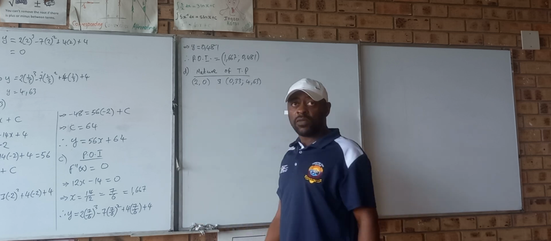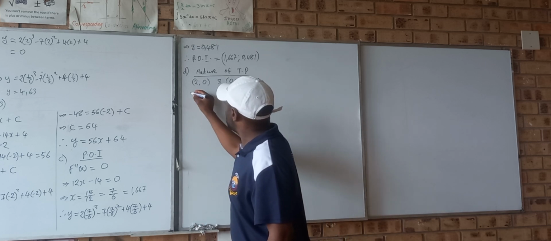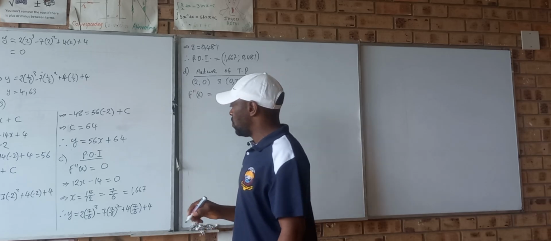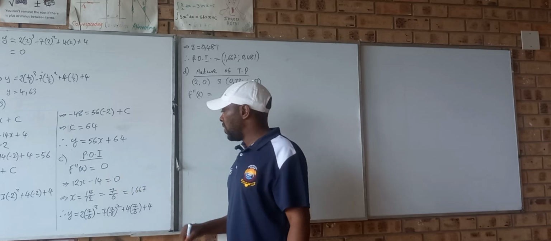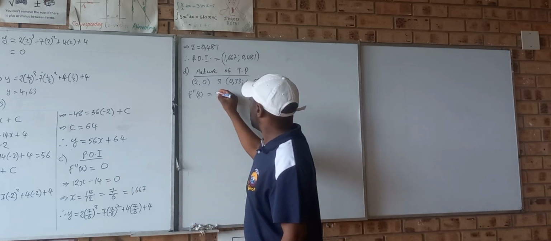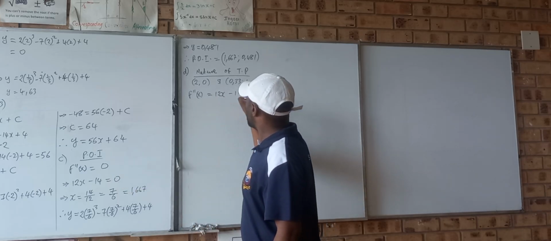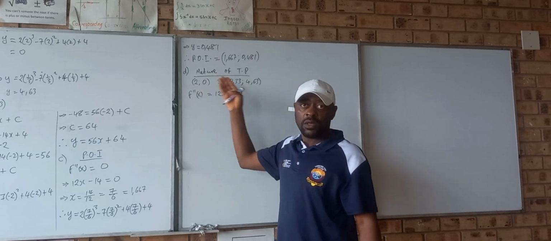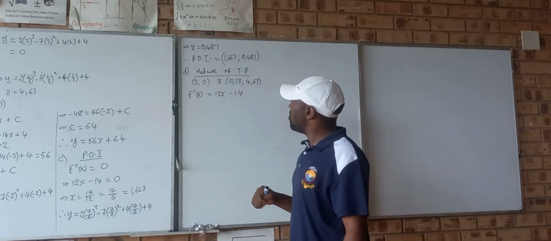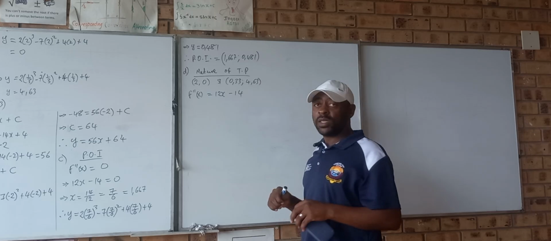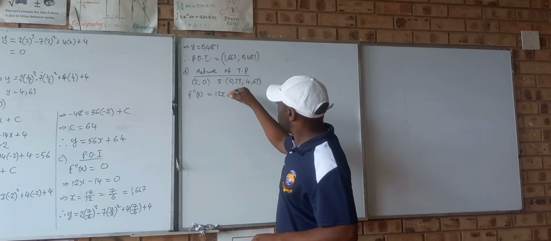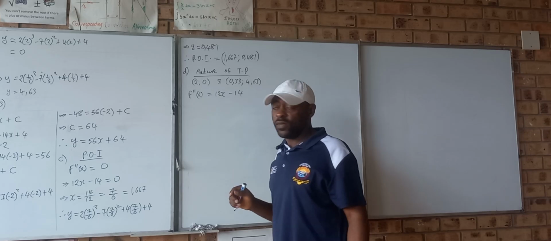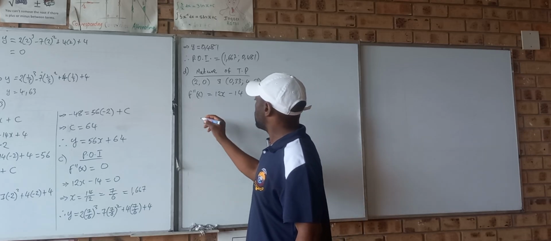So if I need the nature of the turning point, I use the second derivative. We already calculated the second derivative when we were doing the point of inflection, and our second derivative gave us 12x minus 14. So if I need to know between these 2 turning points which one corresponds to a maximum and which one corresponds to a minimum, all I need is to substitute the x ordinate of the turning point into the second derivative.